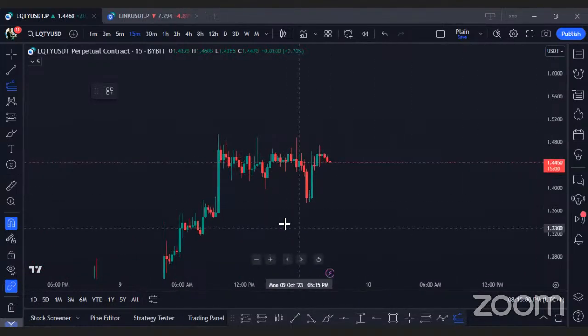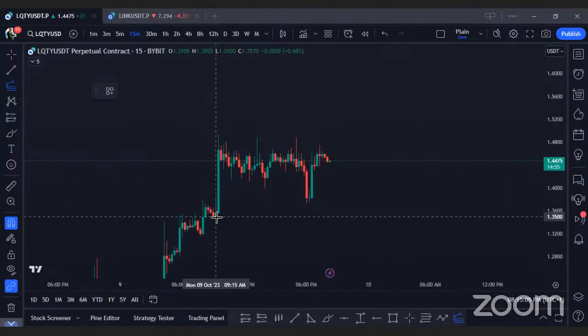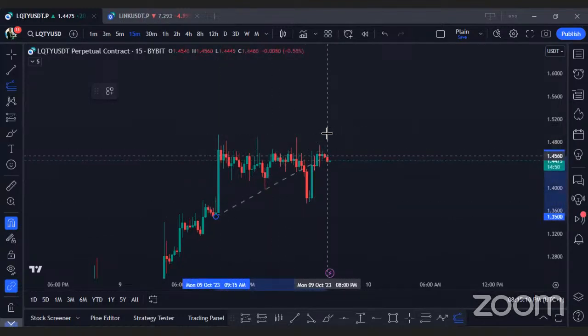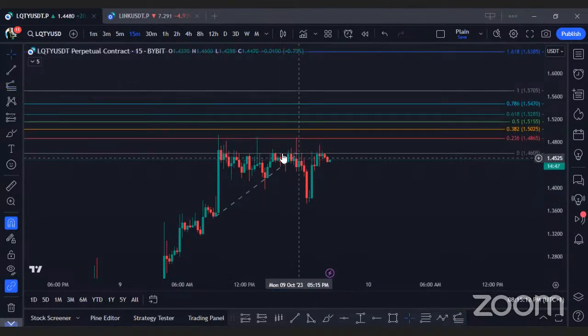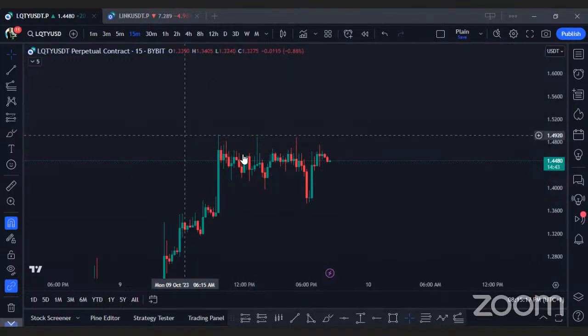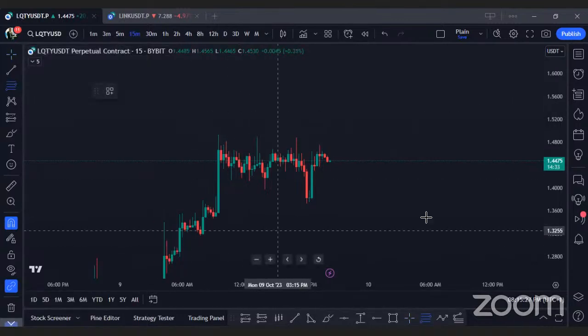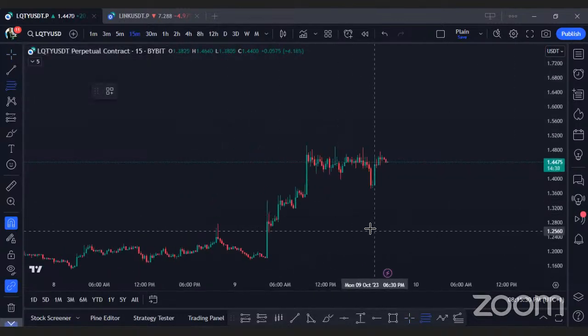So if I bring up this tool here, on the 15 minutes time frame, I can decide to take this from here, and then to this high here. Now, before I go ahead and draw this, let me take that off. The difference between the trend-based fib extension and the Fibonacci retracement tool is that on the Fibonacci retracement tool, if I'm looking for possible areas to take long trades, I just need to pick from this swing low here.